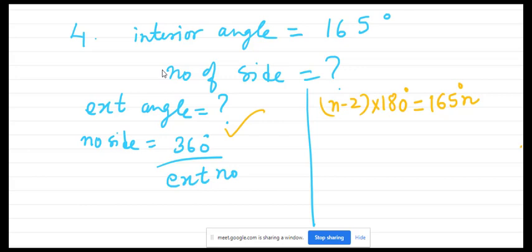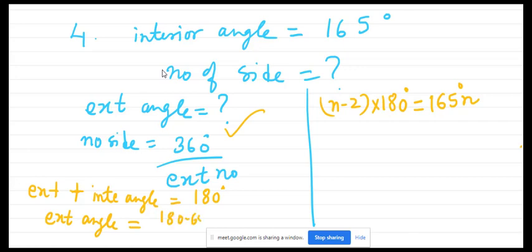So you know that exterior angle plus interior angle equals 180 degrees. From here you can get the exterior angle, which will be 180 minus 165, and that will give you 15. Good. So your number of sides will be 360 divided by 15, which gives you 24. Same answer as the previous one. So there will be 24 sides.